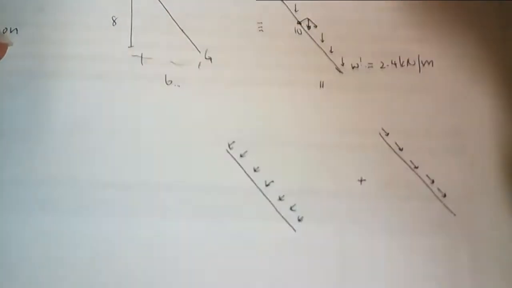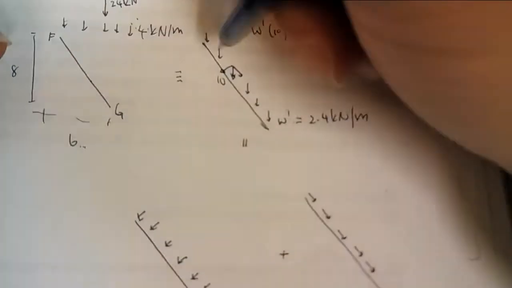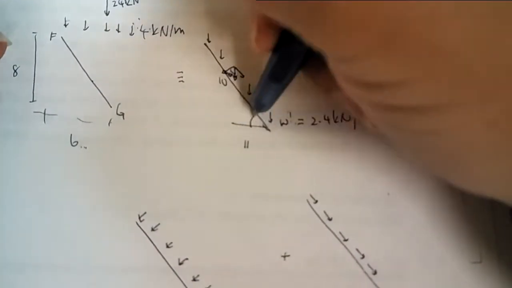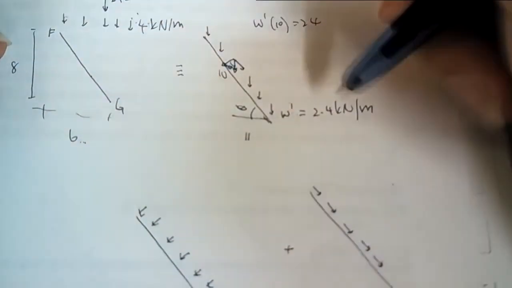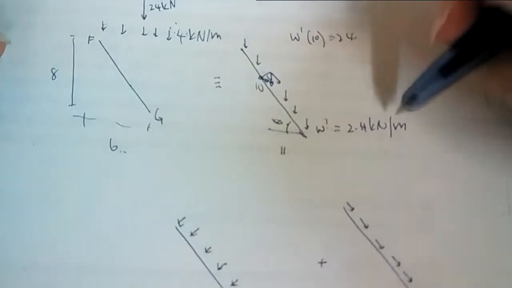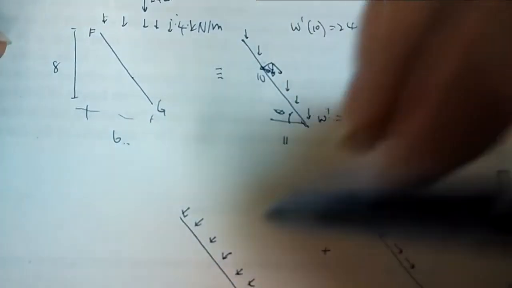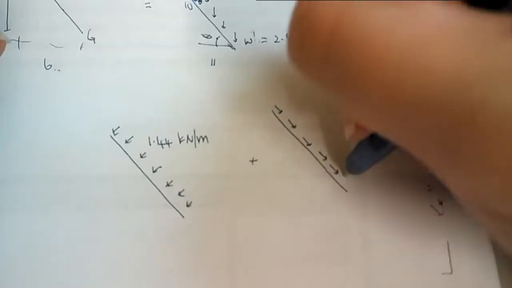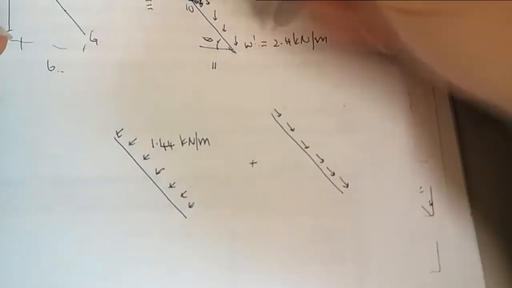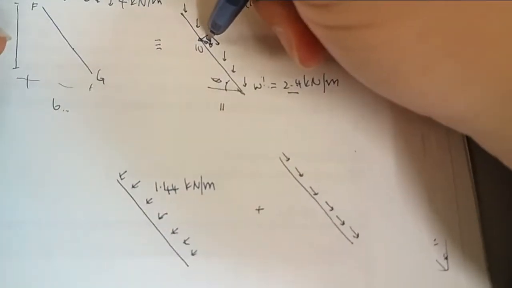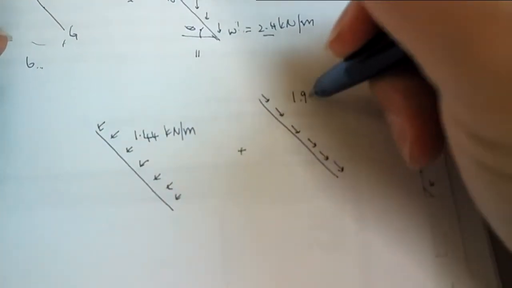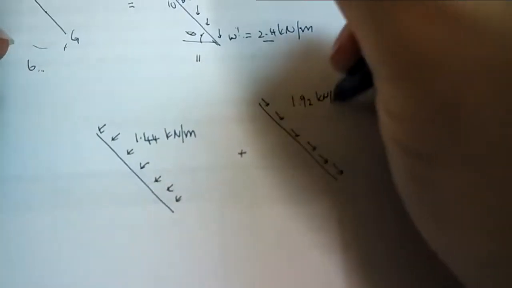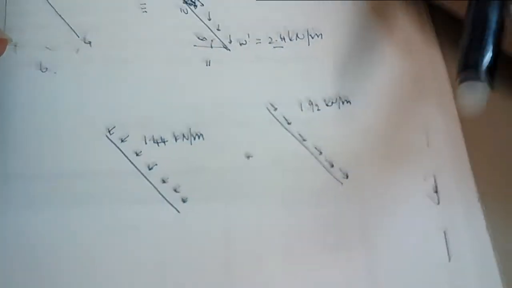It's very simple. Because this is the downward force, you can decompose it into two components, and this is theta. Theta is this angle. So the intensity of this load is 2.4 cosine theta. Basically, it's 2.4 times 0.6, which is 1.44 kN per meter. For the other one, it is 2.4 times sine theta, so basically 2.4 times 0.8, which is 1.92.